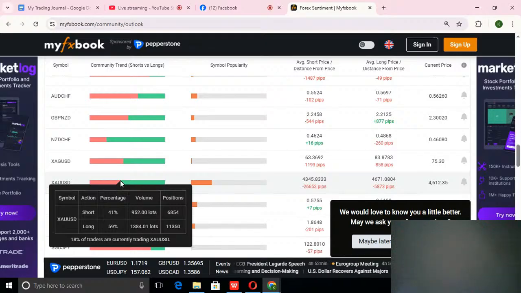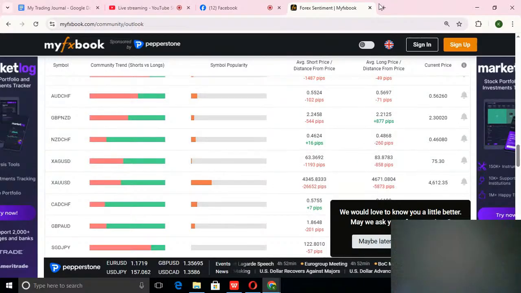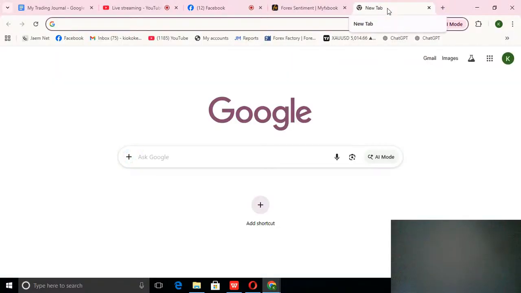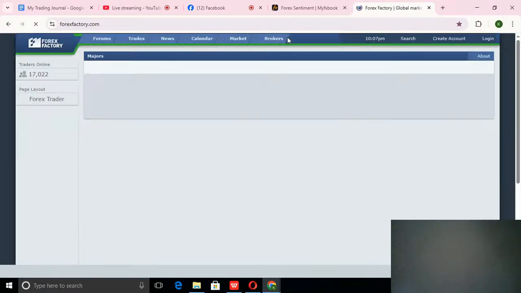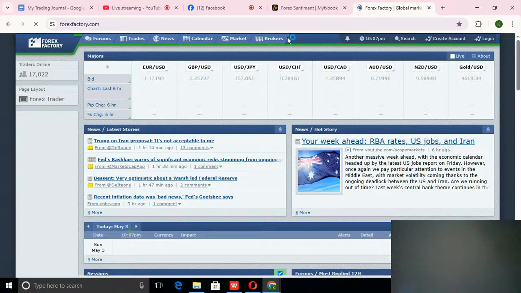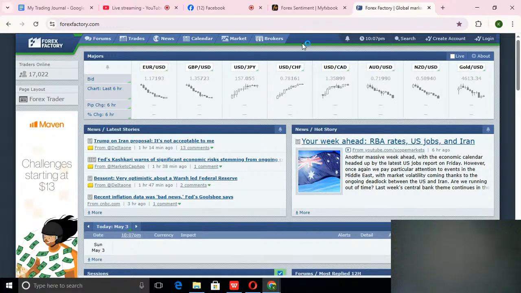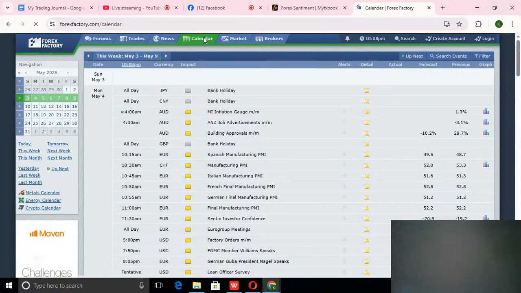we can now proceed and look at the economic calendar. In this case, I use Forex Factory. Forex Factory is what I use for the economic calendar to look for the news we will be having in the course of the week, on what day, at what time, what kind of news it is going to be, and so on.